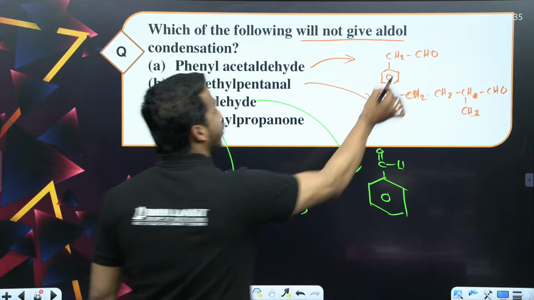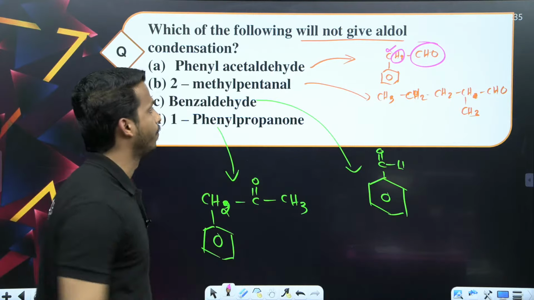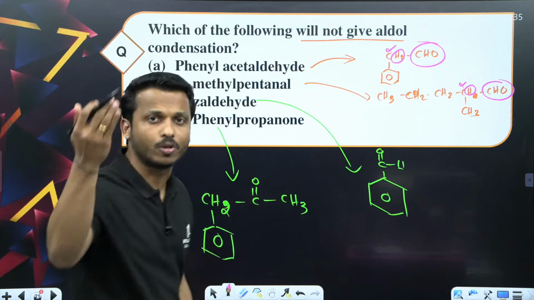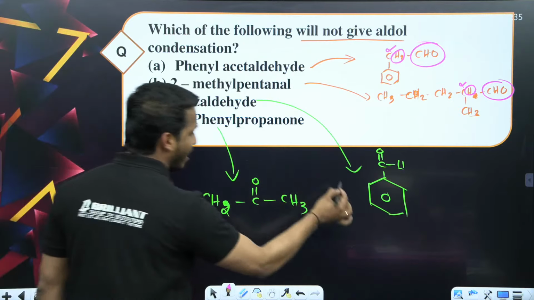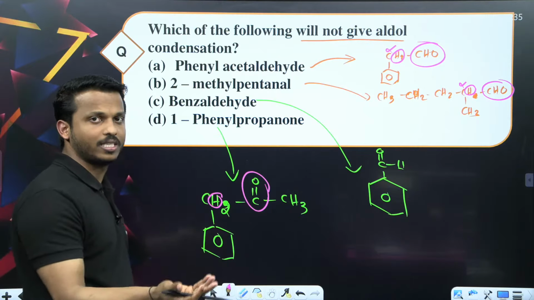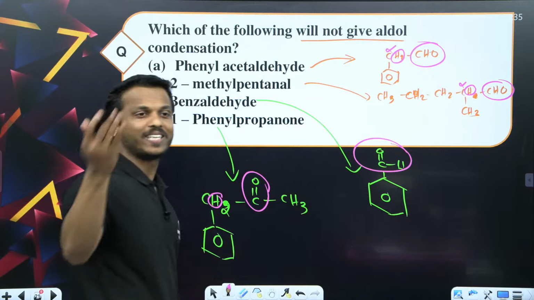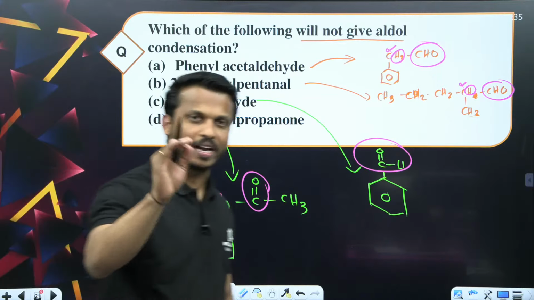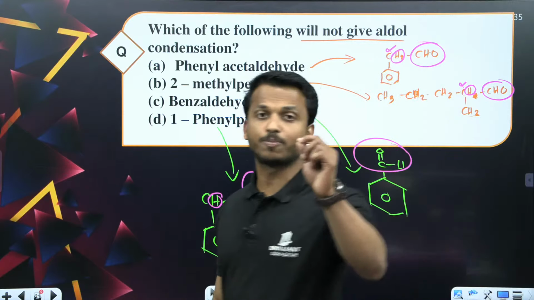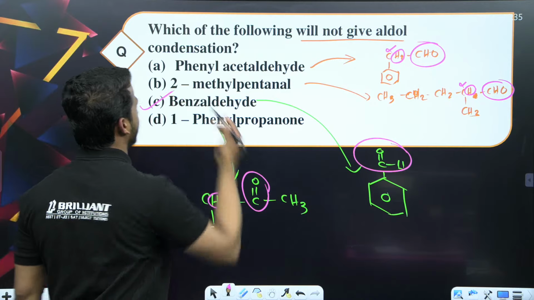Yes, let's go. This is the aldehyde, this is the alpha carbon, alpha hydrogen is there. It will give aldol. This is the aldehyde and this is the alpha hydrogen. It also contains alpha hydrogen, so it also will give aldol. And here, this is the ketone and this is the alpha hydrogen. Yes, alpha hydrogen is there. It can give aldol condensation. What about this case? Benzaldehyde does not contain any alpha hydrogen. It does not respond to aldol condensation. Yes, your answer is right.